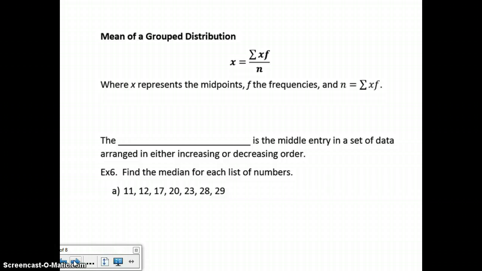The last problem was an example of the mean of a grouped distribution, and what they did, you'll see in that last column, is, again, they did a summation of, this is the product of X and F, where X is your midpoints and F is the frequency. And so they took the sum of those.